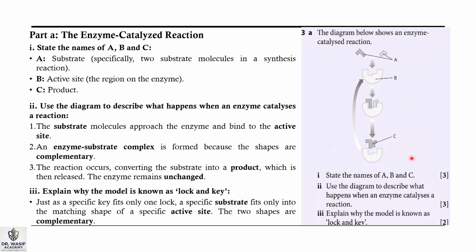And the next question is, explain why the model is known as lock and key. We have discussed it throughout this lecture: just as a specific key fits only one lock, a specific substrate fits only into the matching shape of a specific active site. So the two shapes are complementary. Remember this word complementary. Do not ignore it. It is very necessary for you to understand.